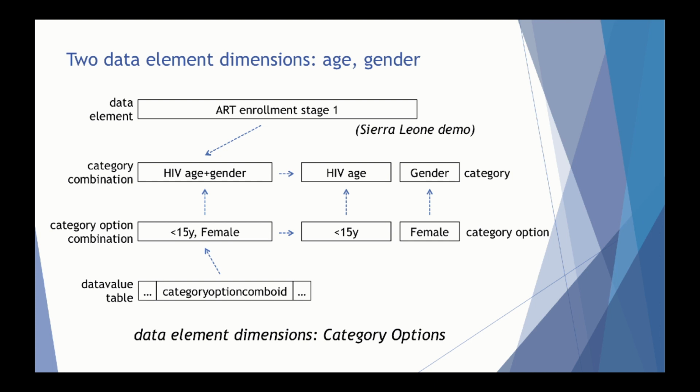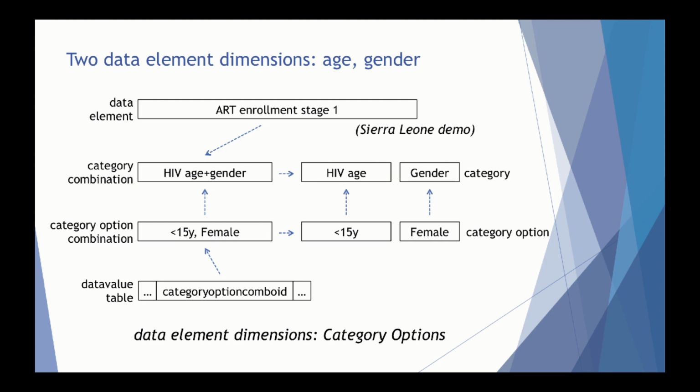And then finally, if you look down at the bottom, the data value table for each aggregate data value in the database. Actually, these apply also to event data, but for each value in the database, there is a category option combo ID that says for that data value what combination of disaggregations apply. And so that will point to a category option combination of less than 15 years and female. So you can see how the metadata values in the database compare with each other.